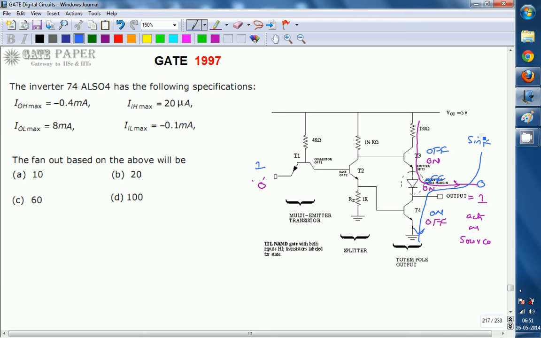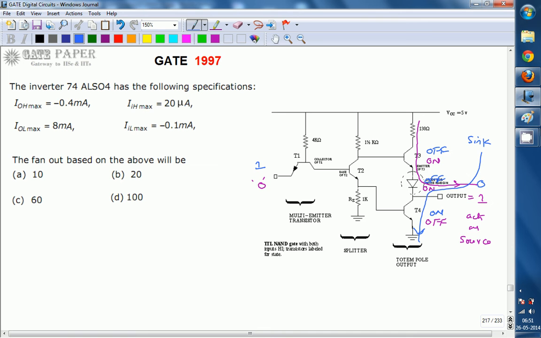So whenever the output is at logic high, it acts as a source. Whenever the output is at low, it acts as a sink. Generally this is a CMOS inverter, and this inverter output, the TTL inverter, is going to be connected to similar types of gates.